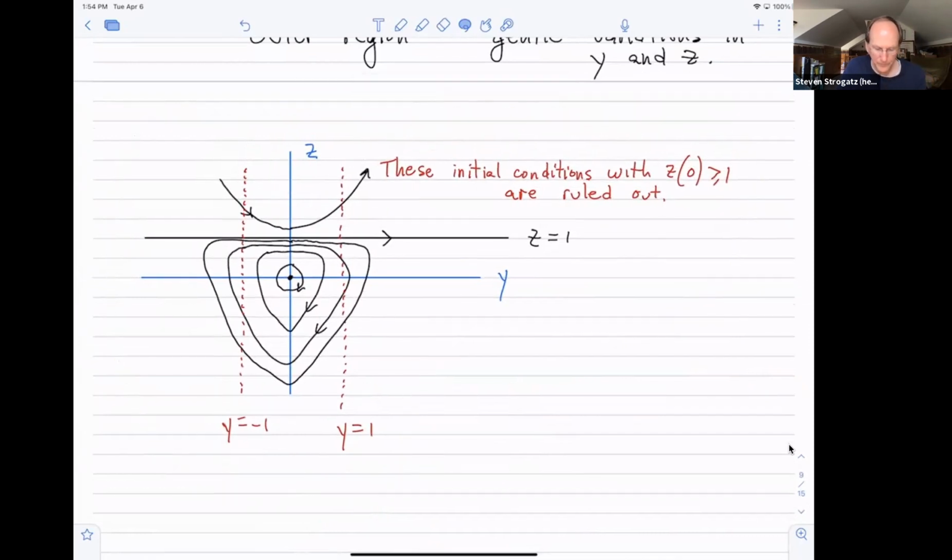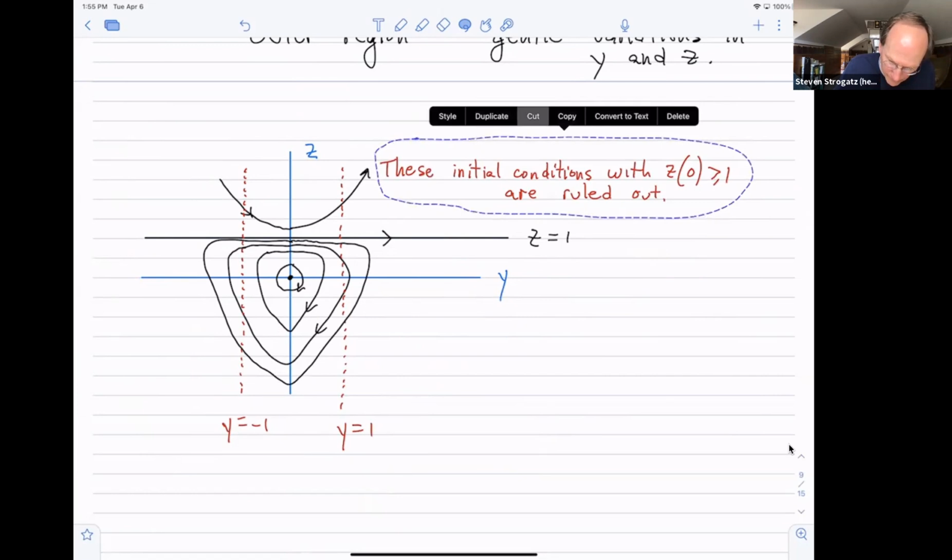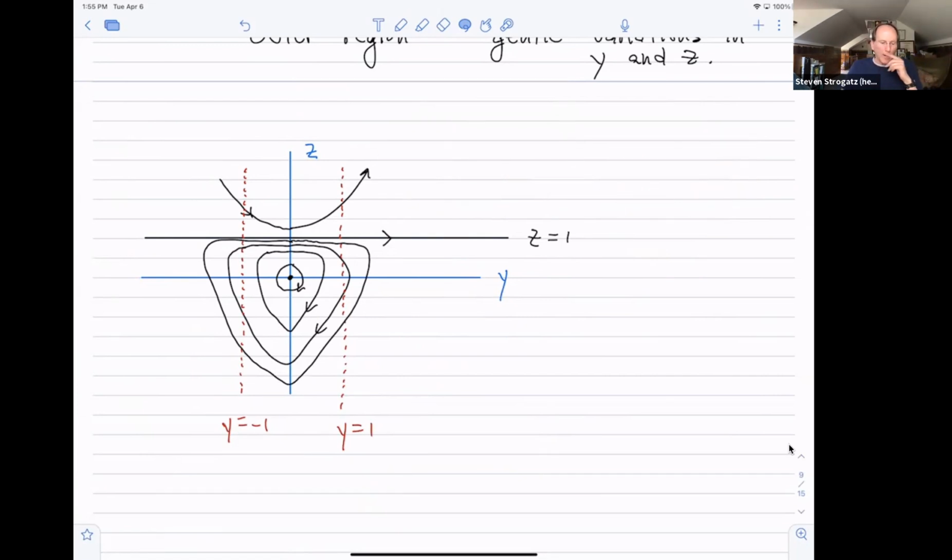Let's leave it there. Okay, I'm going to erase some stuff that we don't need right now. I don't need this comment anymore. All right, so that's a rough sketch of our picture.